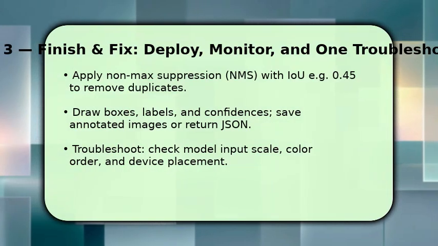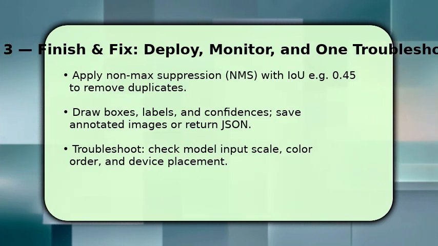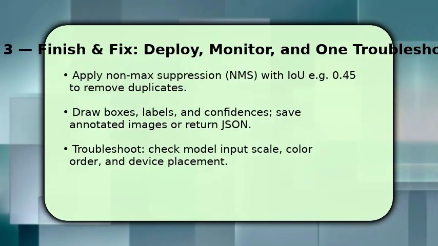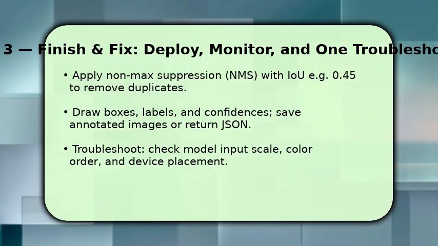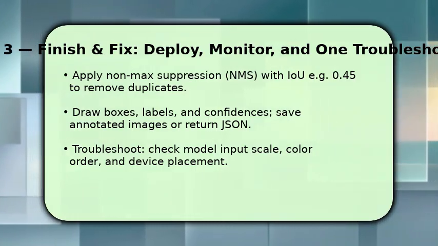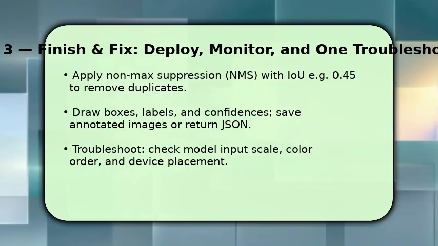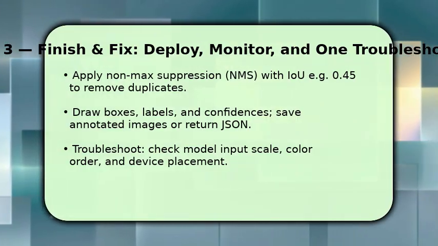You finish by post-processing detections and producing usable output. Apply non-max suppression to collapse overlapping boxes. This step reduces duplicates and clarifies results. Then map box coordinates back to the original image size, draw rectangles and text, and save or return structured JSON so downstream code can consume detections.